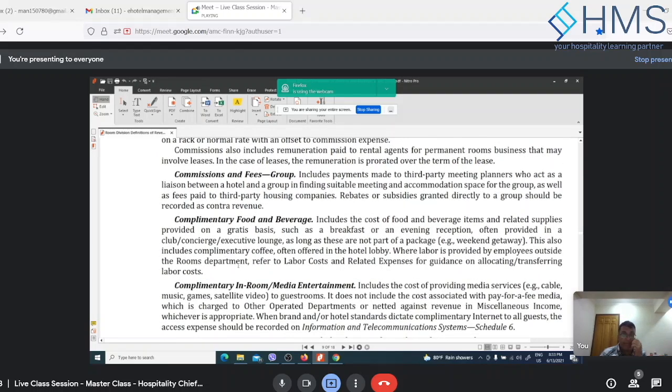Complimentary food and beverage is another area which is very messy. Most of the cost generally goes into the complimentary. A lot of cost goes into complimentary food and beverage.